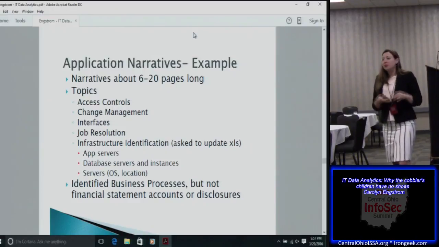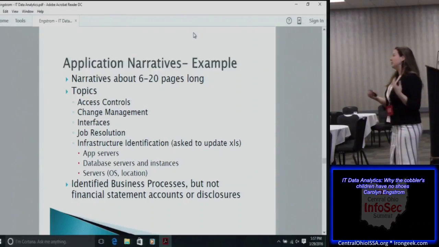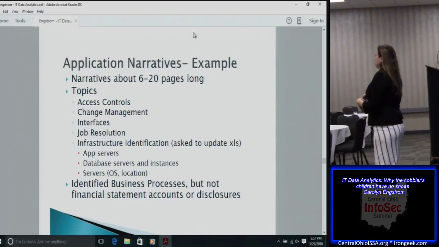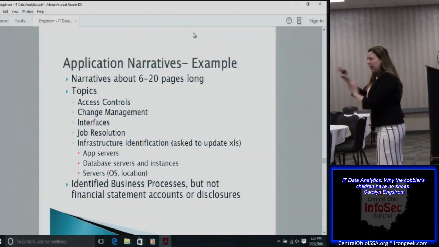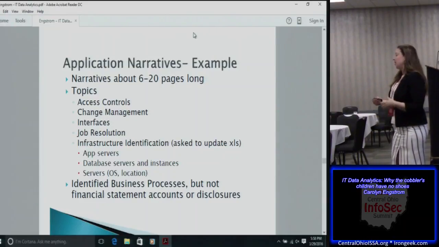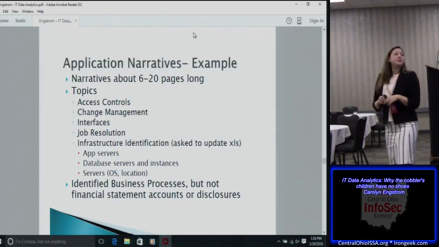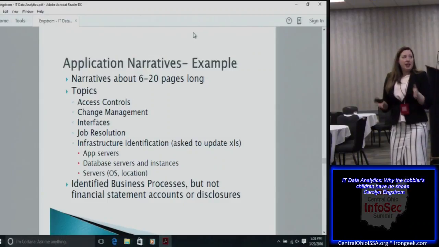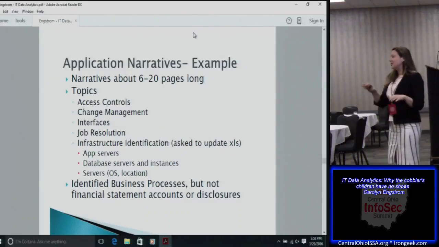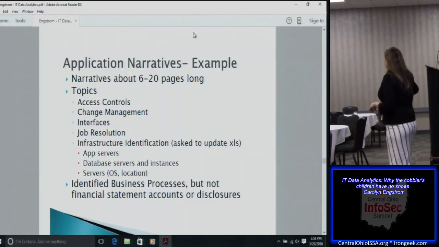In our application narratives for Sarbanes-Oxley, each narrative is about 6 to 20 pages long, and it covers the same topic. It's almost like if somebody created an Adobe form and you had to go in there and enter information about it, but it's a Word document. It asks about interfaces, change management, access control, talks about the infrastructure. And while my application narrative identified my business processes, it didn't further indicate which financial statement line items or even footnote disclosures that people relied on that application's data for. So if I have an IT control failure, I can't tie it to a risk of material misstatement.